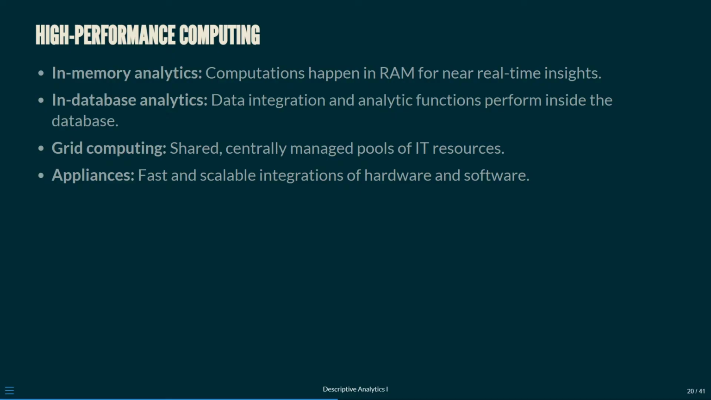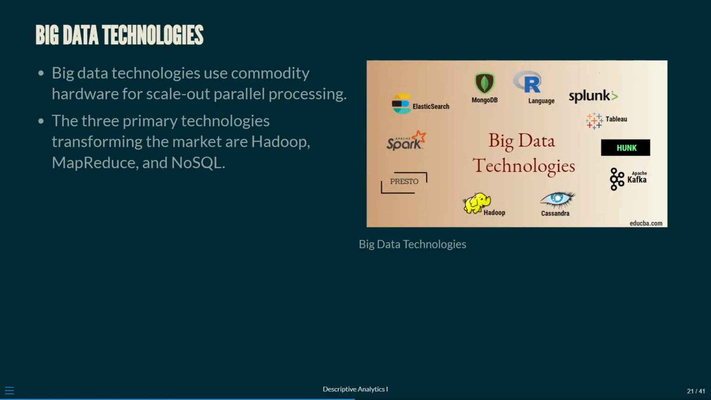The application of this is that it is fast and scalable integration of both hardware and software. Now, for the technologies of big data, there are lots of technologies already within the industry, and these technologies use commodity hardware for scale-out parallel processing. So we see these in Spark, Hadoop, Cassandra, Hunk, Kafka, etc.